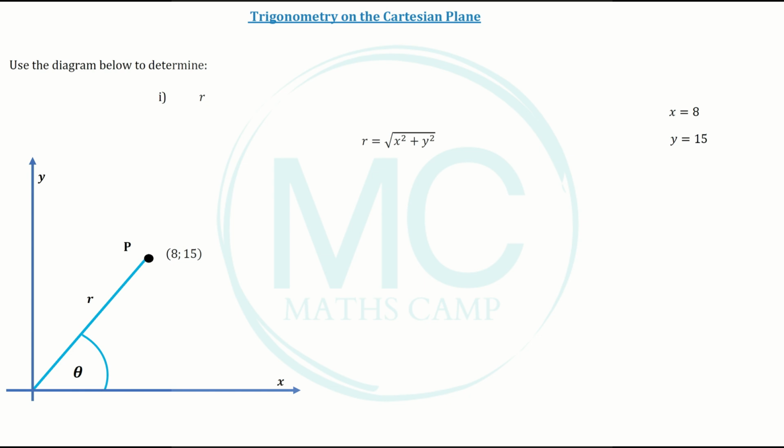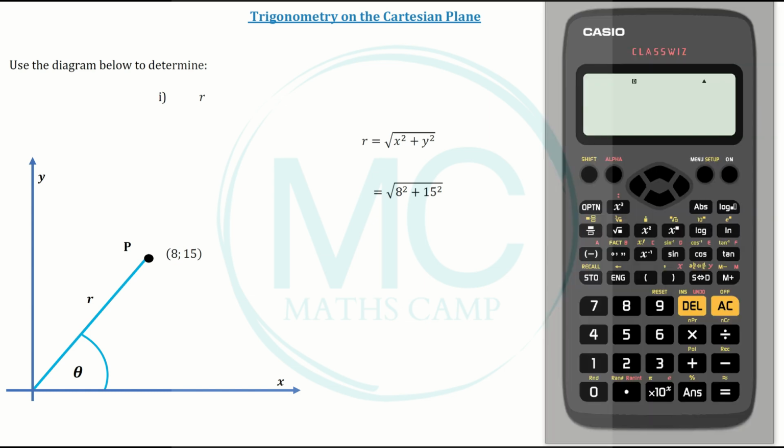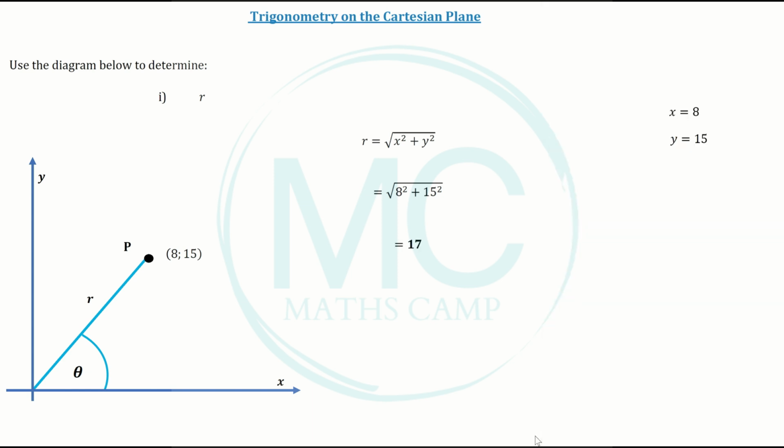Now we can fill in our values. X is 8, so we have 8 squared plus the value of y, 15 squared, all under a square root. Now we can take our calculator. We say 8 squared plus 15 squared is equal to, let's square root our answer, and we get 17. This is the value of r. Let's make a note of this over here, tidy up our page, and now we can move on to part 2.